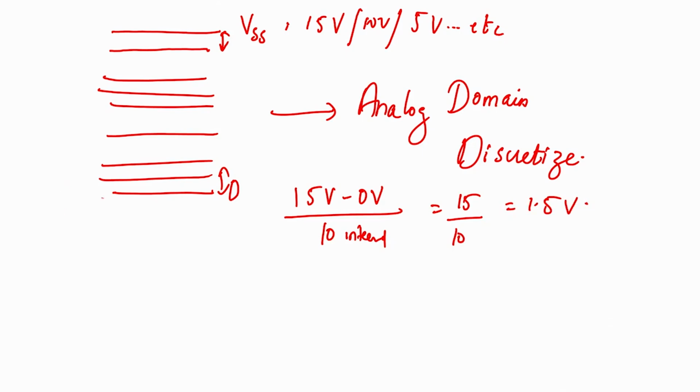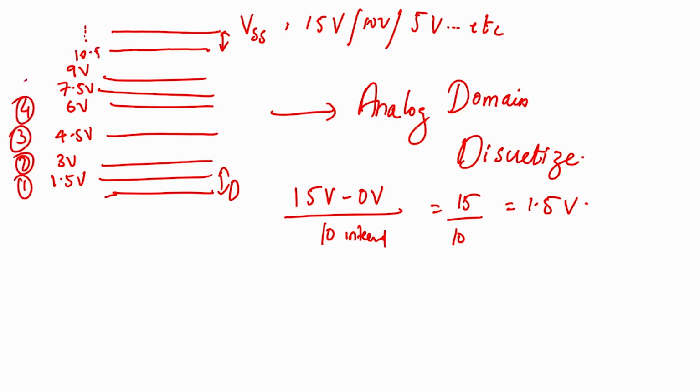So what does this mean? This will be 0, my first level will be 1.5 volt, my next level will be plus 1.5, so 3 volt, my next level will be 4.5 volt, then 6 volt, 7.5 volt, 9 volt, then 10.5 volt, like that you will go. We will have 10 levels: 1, 2, 3, 4, 5, 6, 7, like that up to 10. These are the levels that will be there, correct?